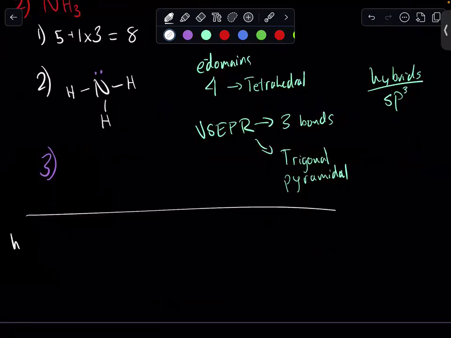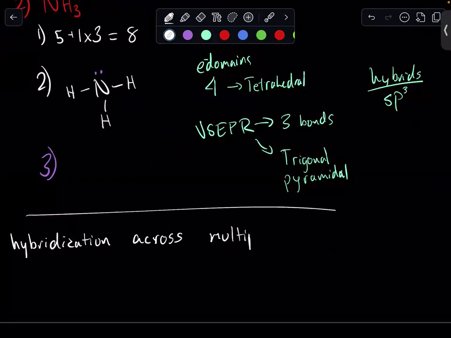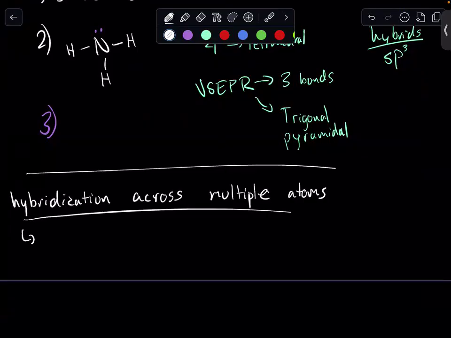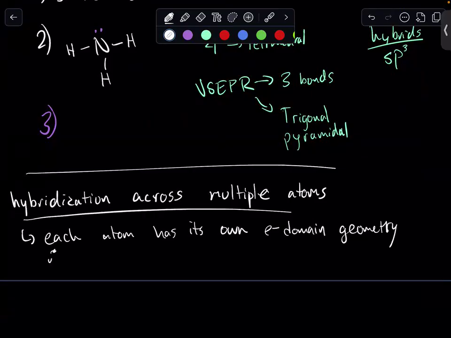So the first is, what if we have hybridization across multiple atoms? So in some cases, we have multiple atoms that we have to look at. Well, the key here is that each atom has its own electron domain geometry. Therefore, it would have its own hybridization.